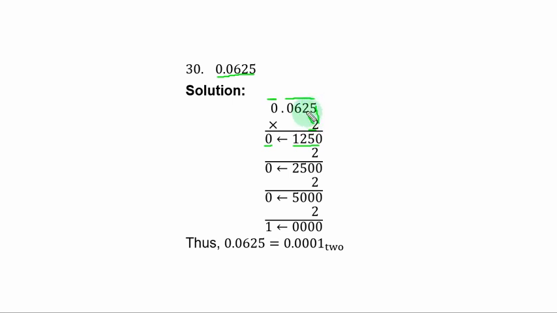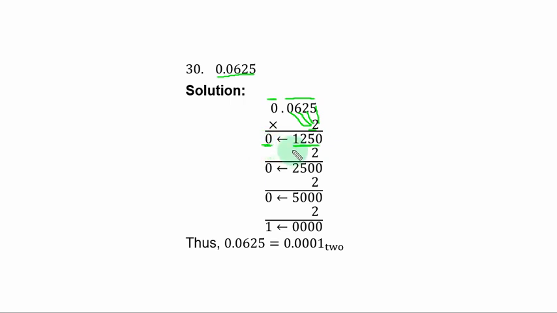2 times 2 is 4, plus that 1 you carried, you have 5. 2 times 6 is 12. Pull down 2, carry 1. 2 times 0 is 0, plus that 1 you carry, you have 1. That is 1, 2, 5, 0. Nothing is left, so you record 0.